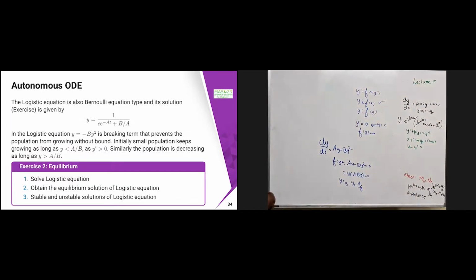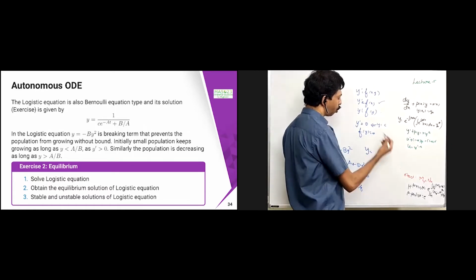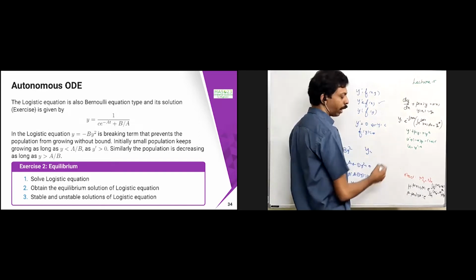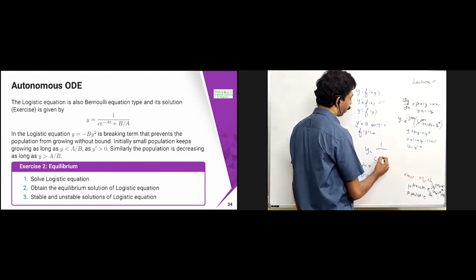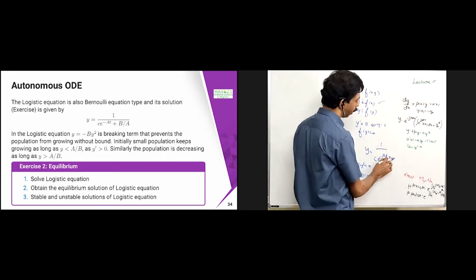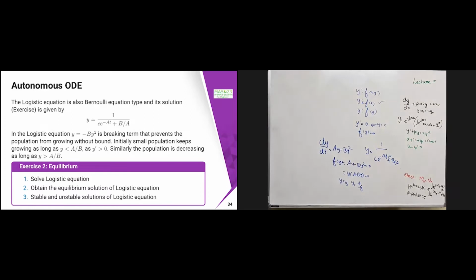So this is a logistic equation. You can solve this problem and find the solution. I leave it as an exercise for you. You can find the solution using the Bernoulli equation. That is going to become 1 by c times e to the power minus at, plus b by a. You can solve that very easily and obtain the solution for this.